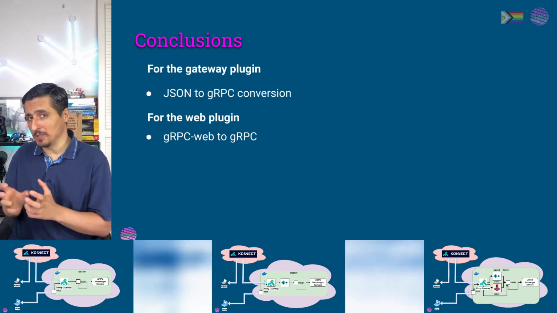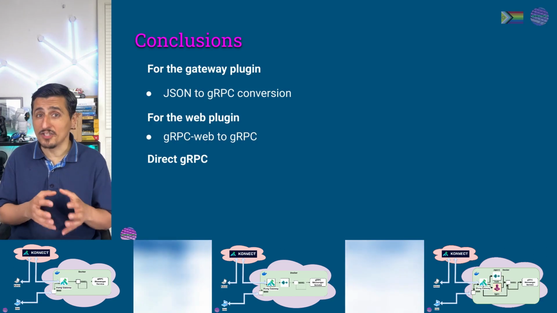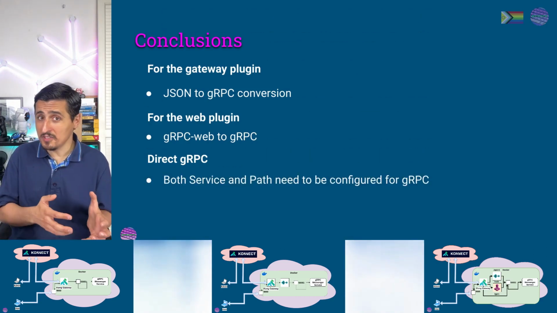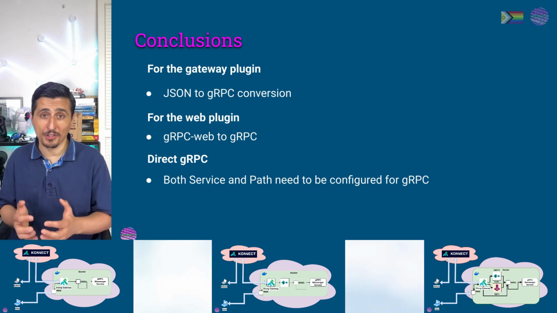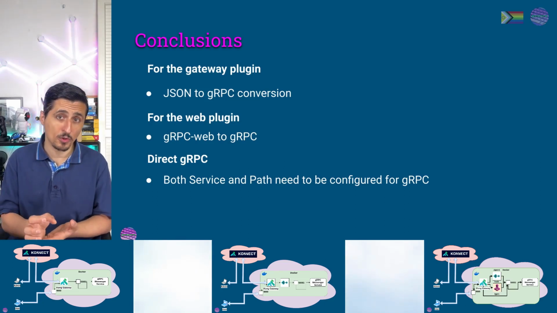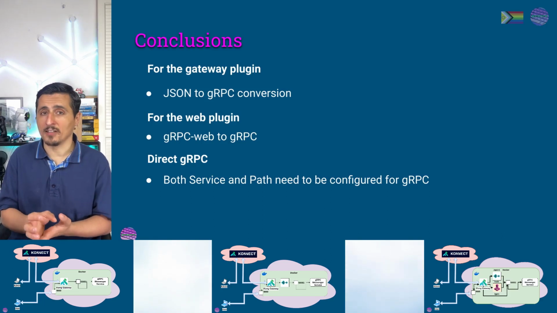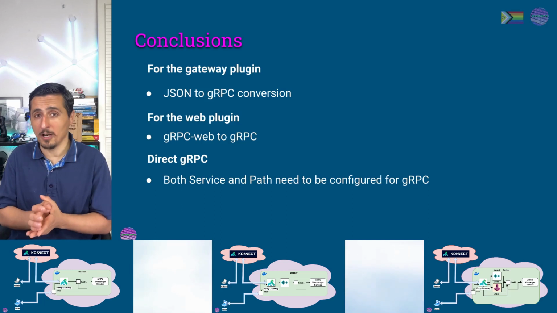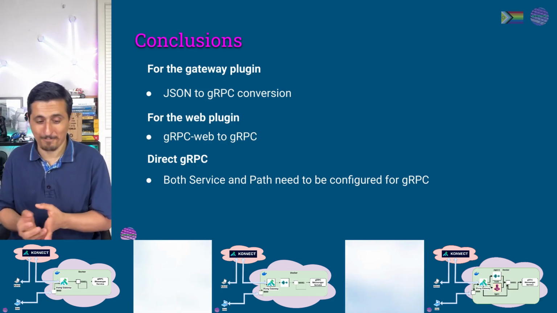to gRPC. And we know that for a direct gRPC communication, both the service and the route need to be configured with gRPC, because the first contact point that we make with the API gateway using a direct communication is of course not an HTTP or HTTPS request. It is purely a gRPC or gRPCS request.